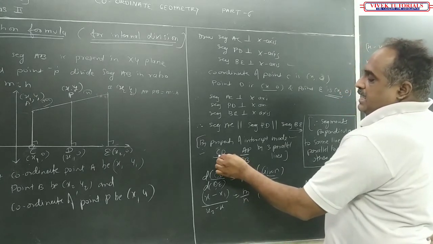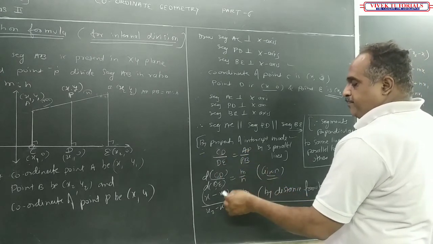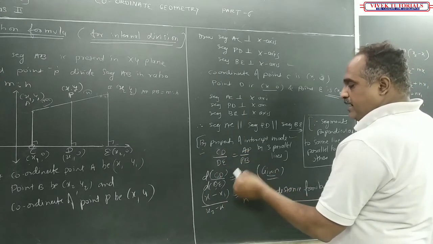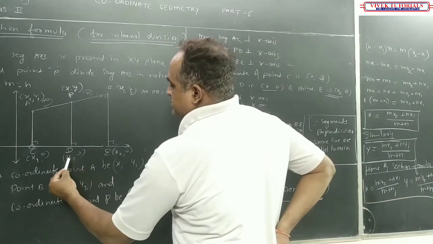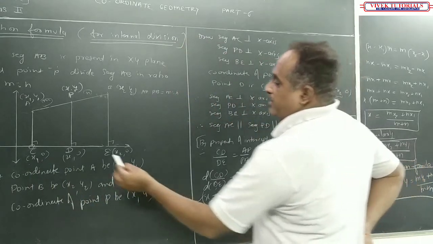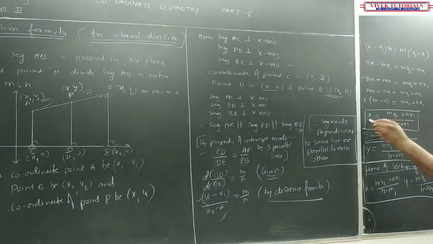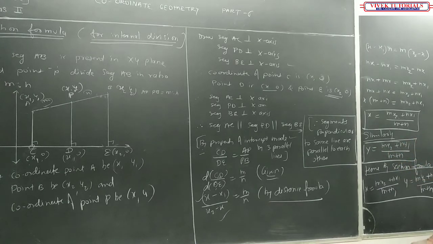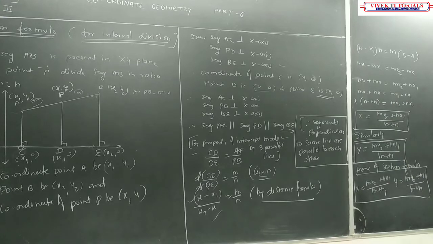Then I make use of the property of intercepts made by three parallel lines on a transversal. Then what I can write is CD upon DE is equal to AP upon PB. So m upon n is the ratio of AP upon PB. And we are going to use the distance formula. CD will be what? x minus x1. And DE will be what? x2 minus x. And then I cross multiply. Got x is equal to mx2 plus nx1 upon m plus n, and y is equal to my2 plus ny1 upon m plus n. This is called as what? Section formula. Actually, its real name is section formula for internal division. Copy it down properly.